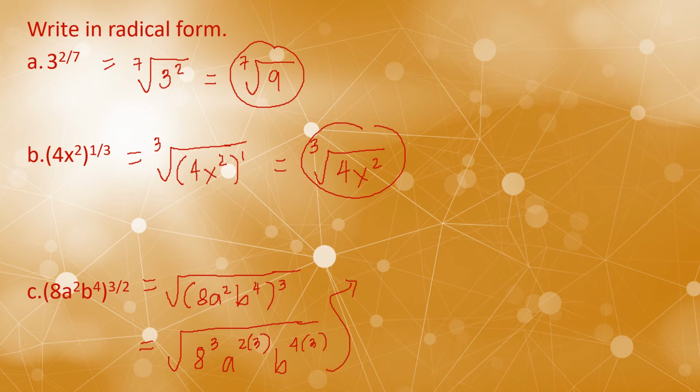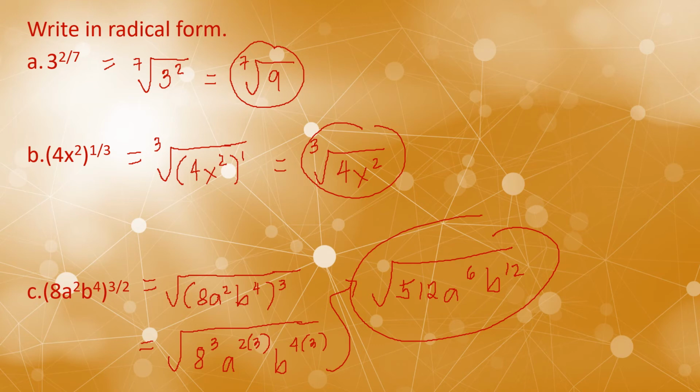Let us simplify. 8 cubed is equal to 512. A raised to 2 times 3 is 6. B raised to 4 times 3 is 12. So in radical form, the given expression is the square root of 512, a raised to the 6th power, b raised to the 12th power.